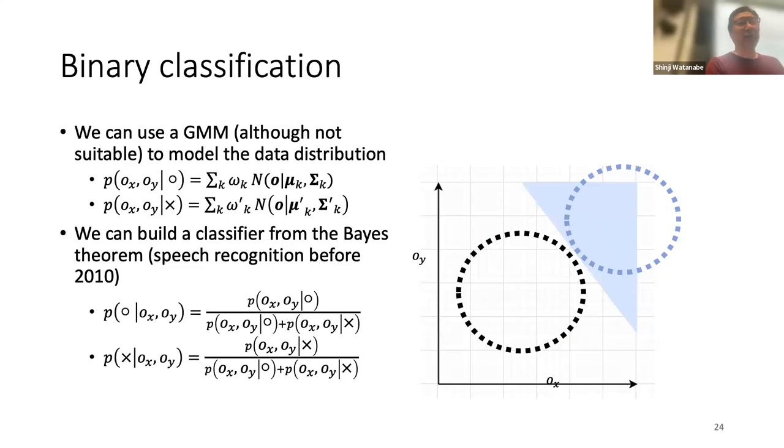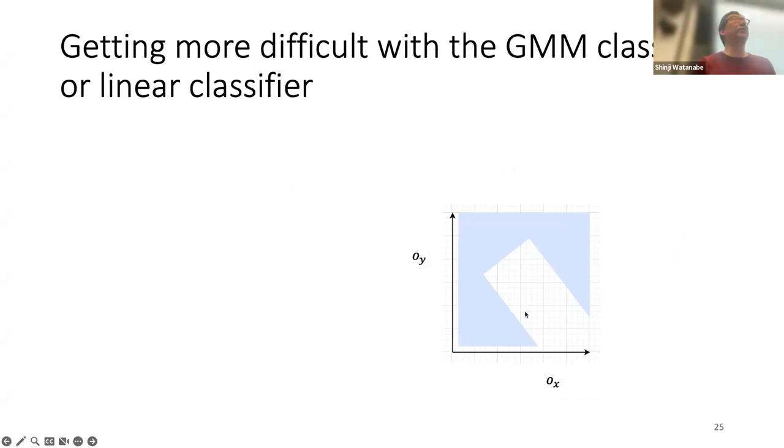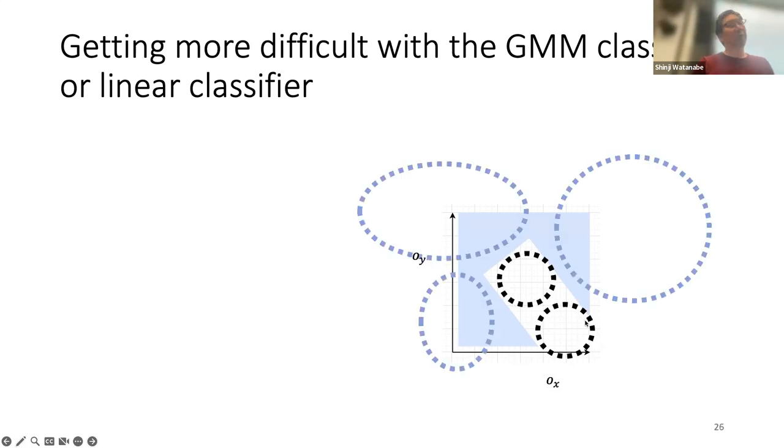This binary classifier can also be made by using the Gaussian mixture model. We use the Gaussian mixture model to get the likelihood of correct and wrong, then use a normalization to make it a probability of the yes and the no. However, it gets more difficult with the GMM. For example, it is not easy to represent this kind of shape as a Gaussian mixture model. Maybe we could do it this way, but it is not easy for a Gaussian mixture model to make a very complicated pattern.